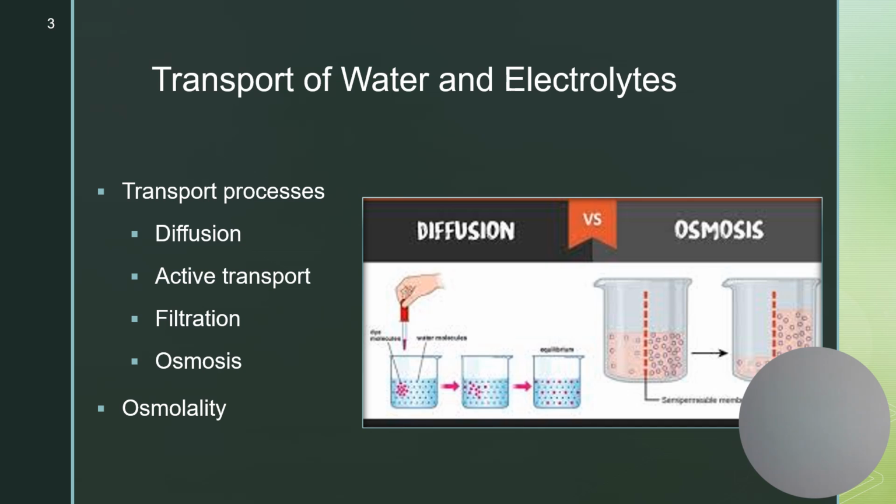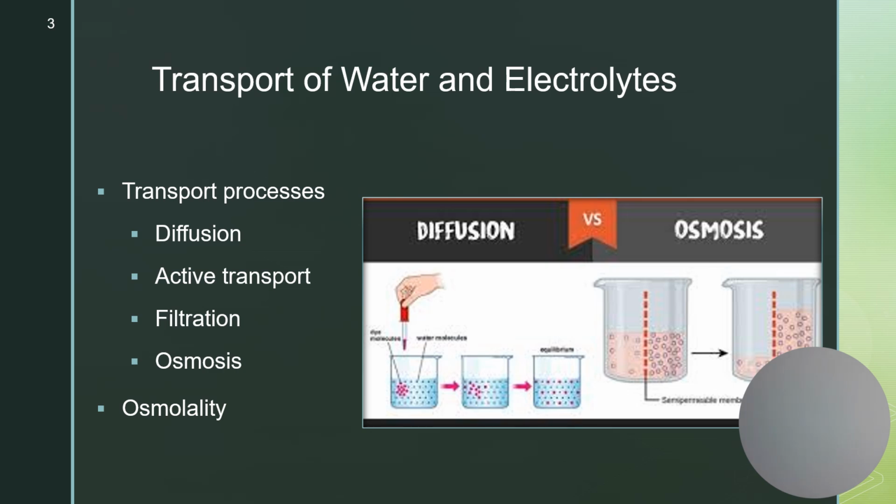Facilitated diffusion will require a carrier molecule to help move the substance. And then active transport will require ATP, or adenosine triphosphate, to push the substances from an area of low concentration into an area of high concentration.